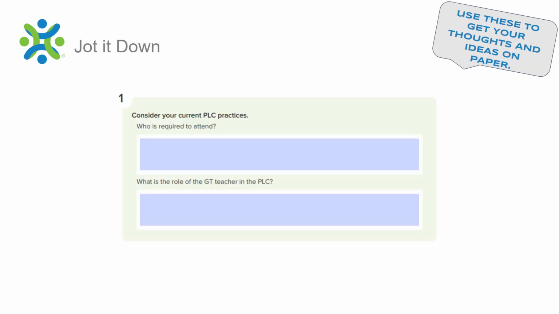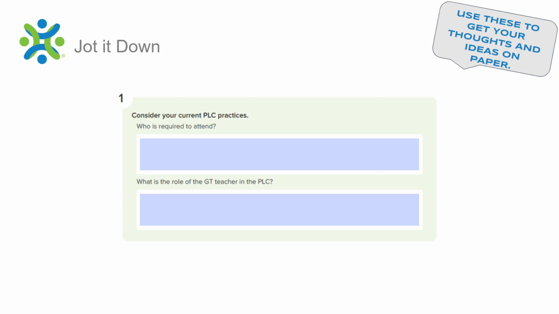Start by evaluating your current PLC practices. Who is required to attend? If only the classroom teachers are attending, how are they getting information for how they should support students who do not learn at the same rate as others? Do they invite teachers who support special education students or 504 students or emerging bilingual students? Is the GT teacher allowed to attend or invited to attend?